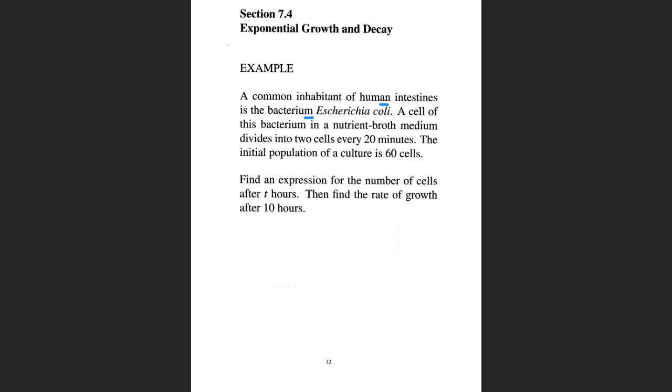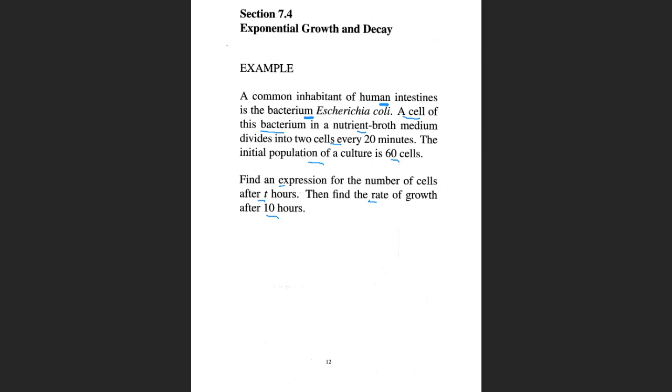Okay, good. Javier's heard of it. Taj has heard of it. It says a cell of this bacterium in a nutrient broth medium divides into two cells every 20 minutes. The initial population of a culture in this case is 60 cells. We want to find an expression for the number of cells after t hours, and then find the growth rate after t hours.